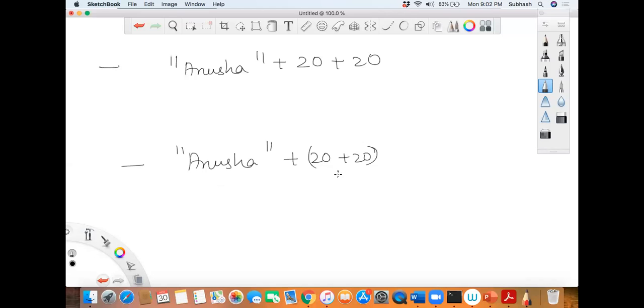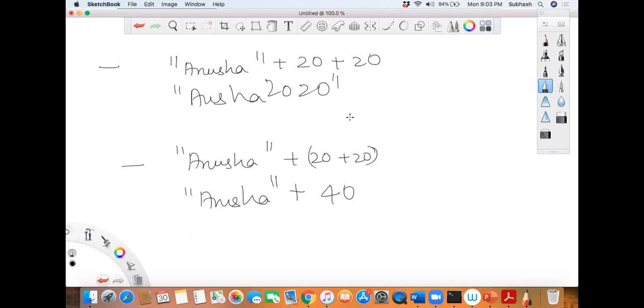Therefore, this becomes Anusha plus 40. See, it becomes like this: Anusha plus 40. Whereas this one starts concatenating, right? So first it becomes Anusha, then 20, and then 20, 2020, like this. Is that okay? Yes, now I'm clear, sir.